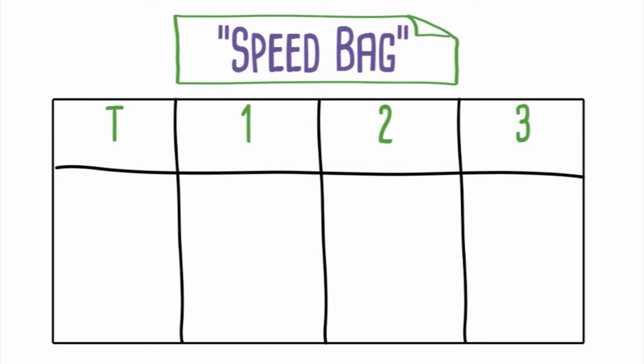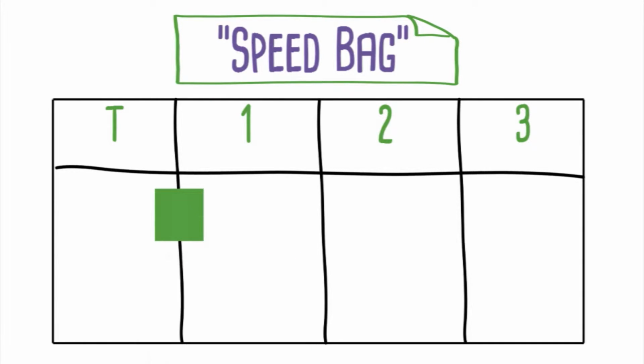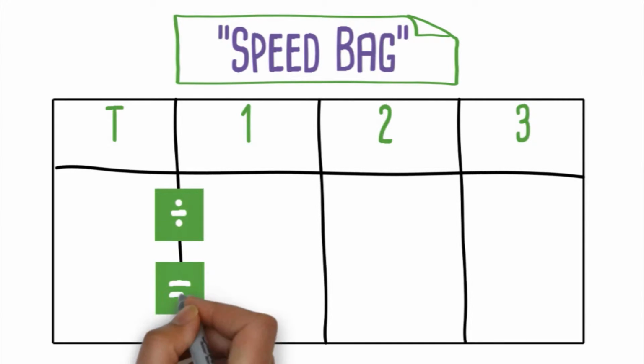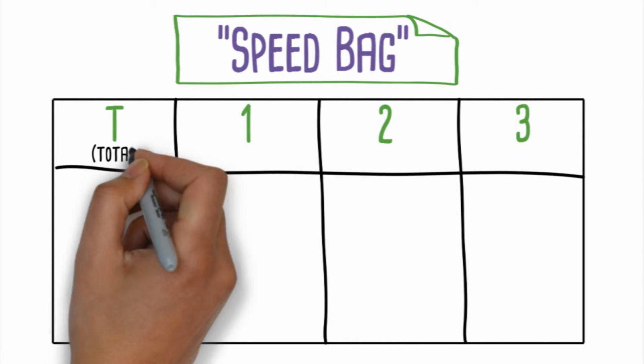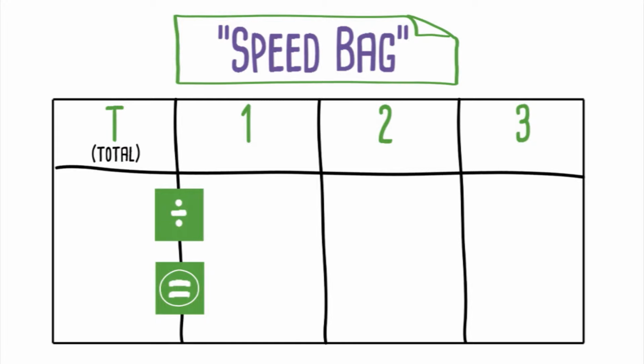Next, we have the students add in the symbols representing the mathematical operations. On the first vertical line, between the T and the 1, we add in the division sign, and then the equals sign. We explain to students that if the total is given in the word problem, we can either use the equal sign when setting up an equation or the division sign when solving a problem.